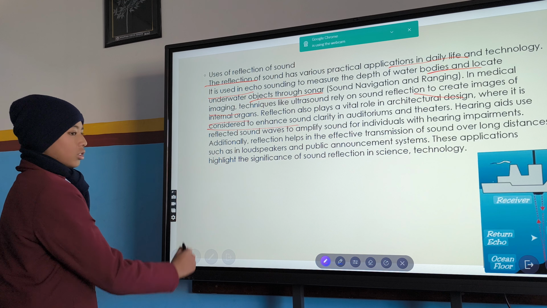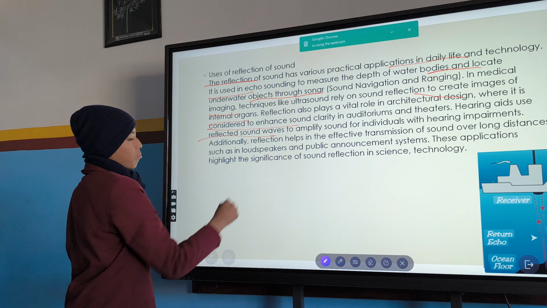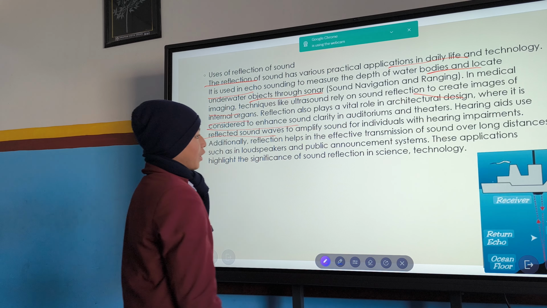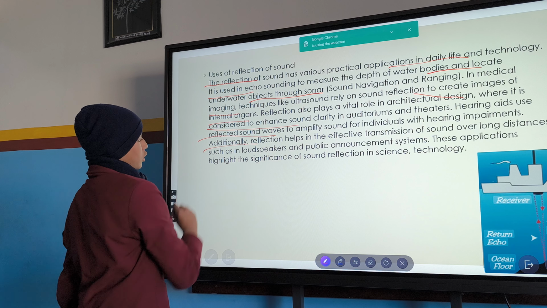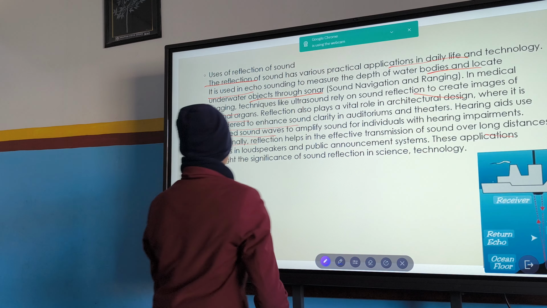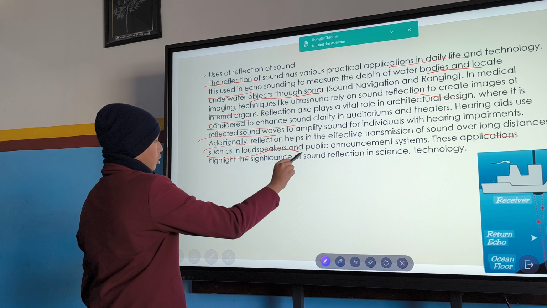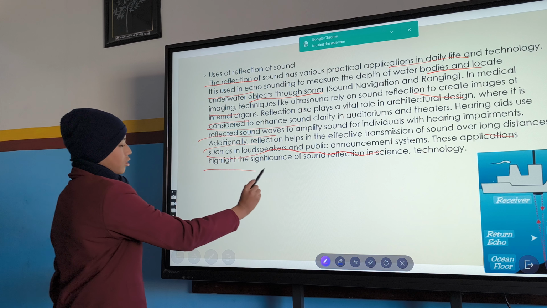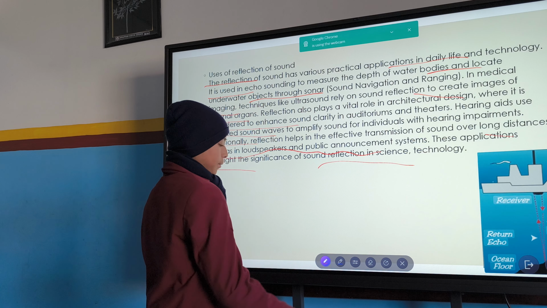Hearing aids use reflected sound waves to amplify sound for individuals with hearing impairments. Additionally, reflection helps in the effective transmission of sound over long distances, such as in loudspeakers and public announcement systems. These applications highlight the significance of sound reflection in science and technology.